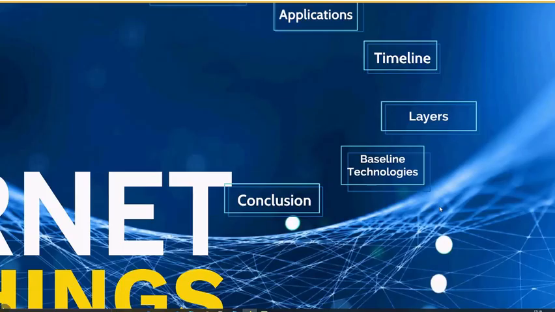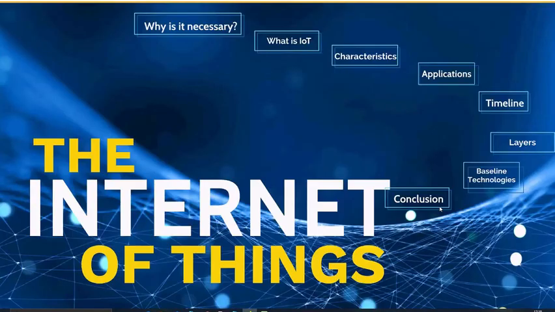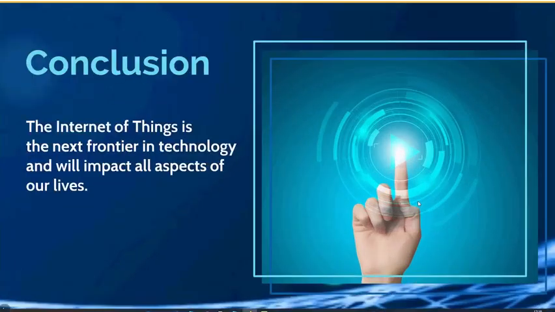So, this would bring us to the end of the introduction to Internet of Things. We have learned that IoT is a network of physical things with embedded systems. It is believed that it is the next frontier in technology and will impact all aspects of our lives.